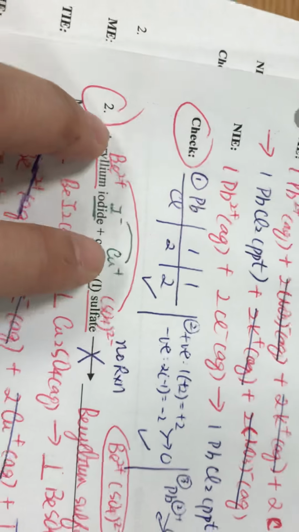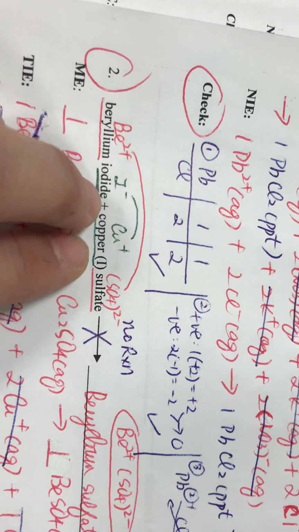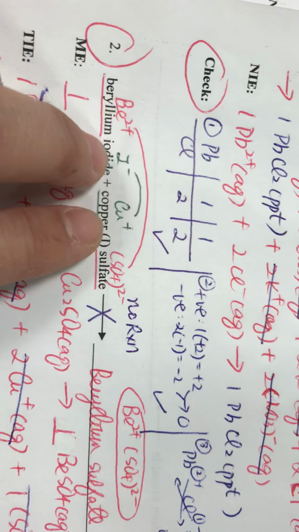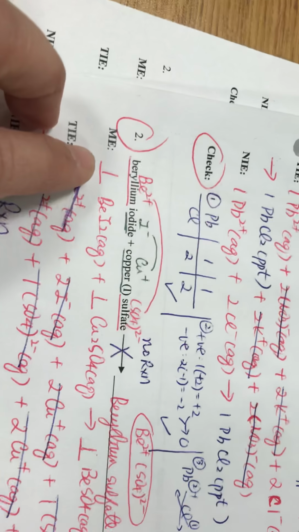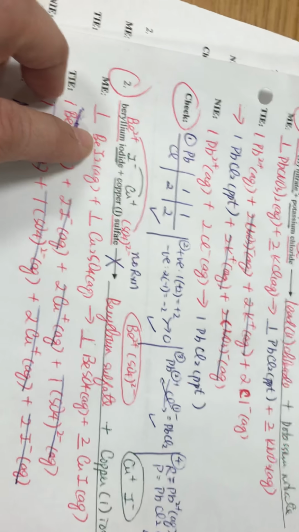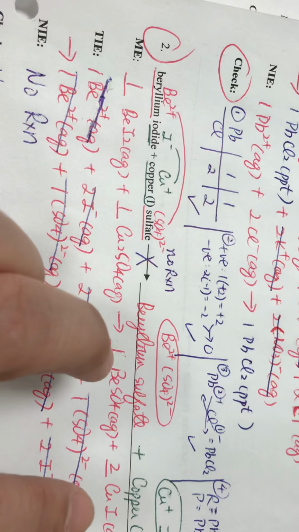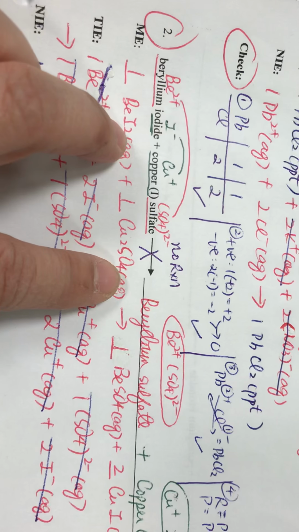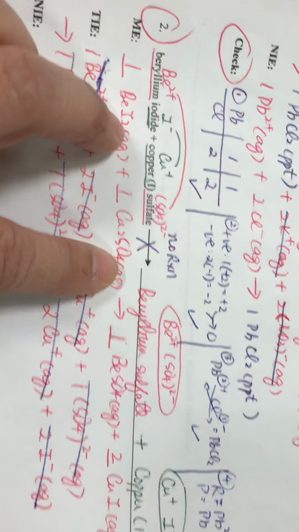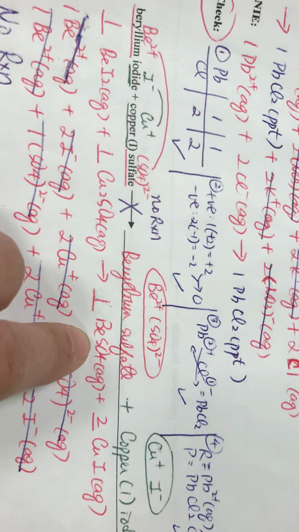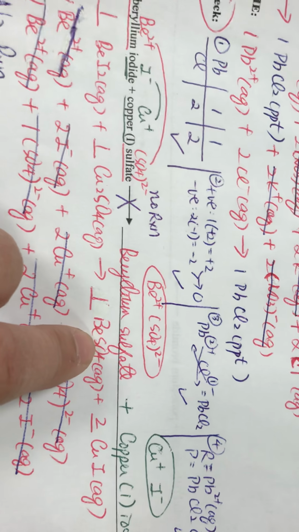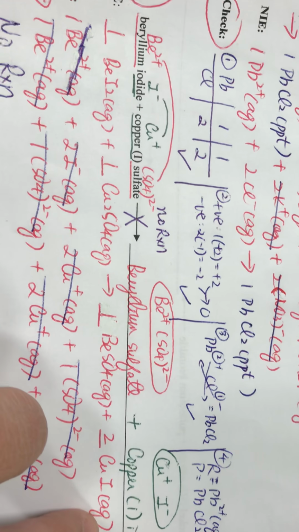This is beryllium sulfate, copper 1 iodide. Or actually, you can read it from here. Beryllium sulfate, copper 1 iodide. Make sure that you have the positive first. And then you're going to write the molecular equation, and then you're going to find the state. The 2 states for the reactants in this worksheet are always aqueous. And then we check the solubility rule. BeSO4 is also aqueous. CuI is also aqueous.